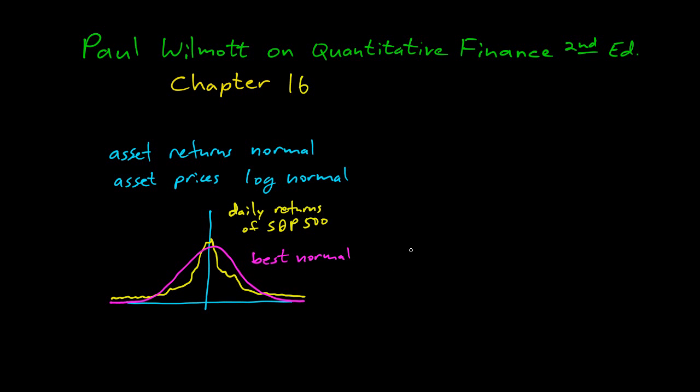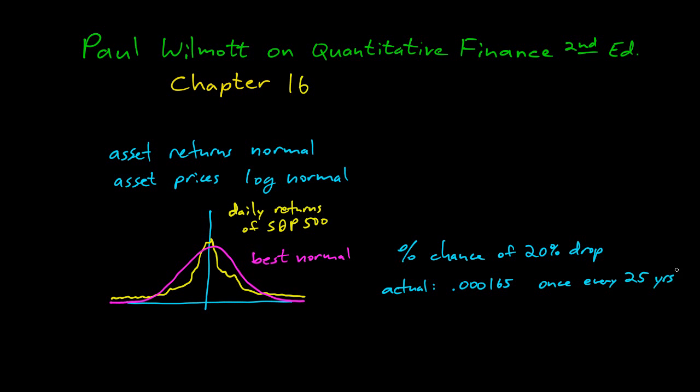In fact, if you start looking at extreme events, so let's look at the percent chance of a 20% drop. So these are daily returns. So this is the percent chance of a daily 20% drop. In reality, the chance will be 0.000165. That'll be very rare, but it does happen. And it'll happen about once every 25 years.